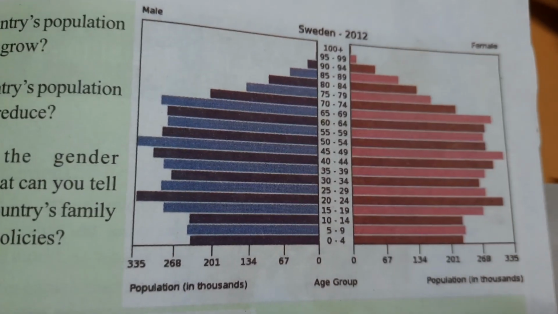See this population pyramid of the country Sweden. We can see the young people and the old people are more than the children in this country. So their population is likely to decrease in the coming years. In the future, their population is going to decrease because the children are very less.